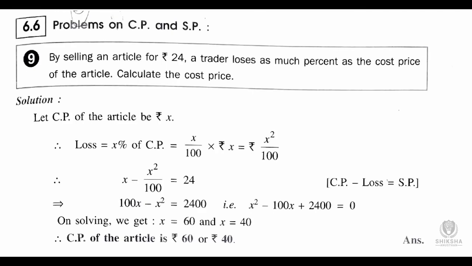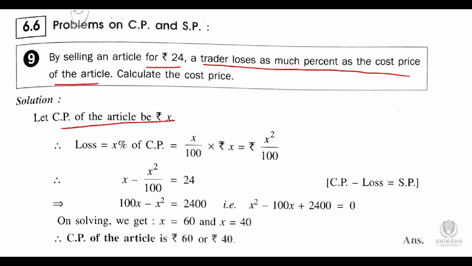Now, problems based on CP. By selling an article for 24 rupees, a trader loses as much percent as the cost price of the article. Calculate the cost price. So let us say we need to calculate the cost price, so we need to identify the cost price as X. So let the CP be X.